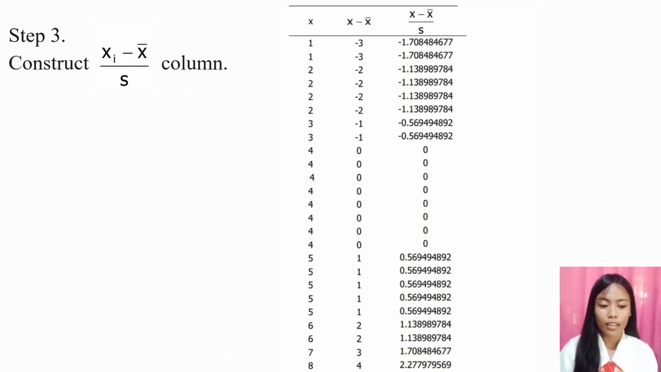In constructing this, we are just going to divide the difference of x minus mean by our standard deviation, which is 1.755942. Means negative 3 divided by 1.755942 is equal to negative 1.708484677.